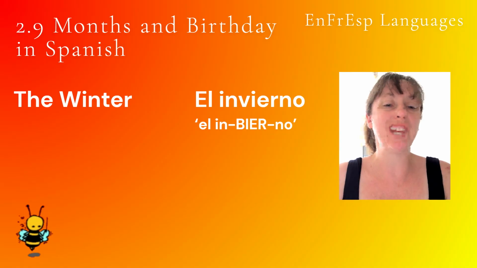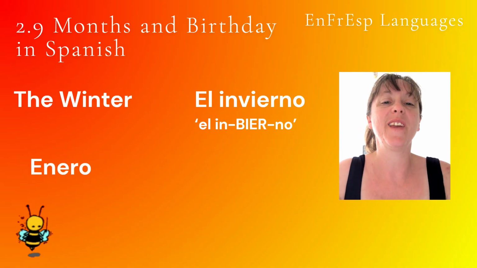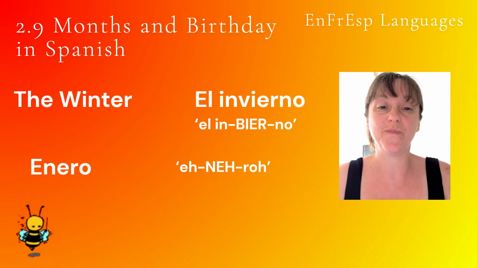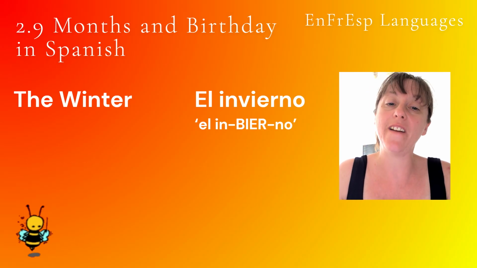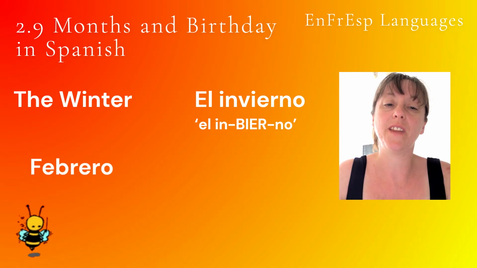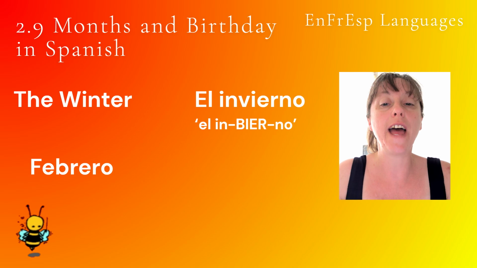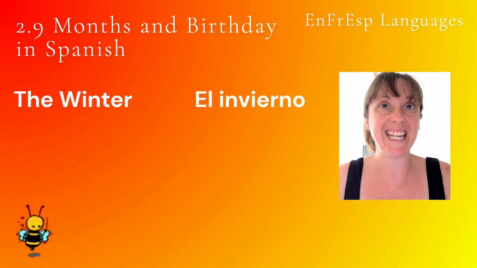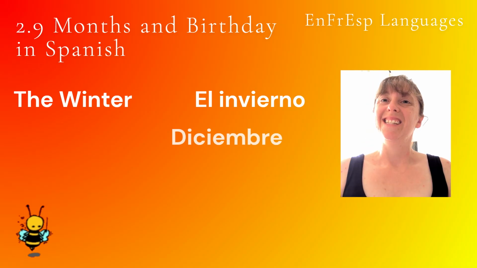January in Spanish is Enero. Pronounced enero. Say it after me. Enero. And February is Febrero. Pronounced febrero. Repeat after me. Febrero. So these are the months in el invierno. Let's say them together. Diciembre, enero, febrero.